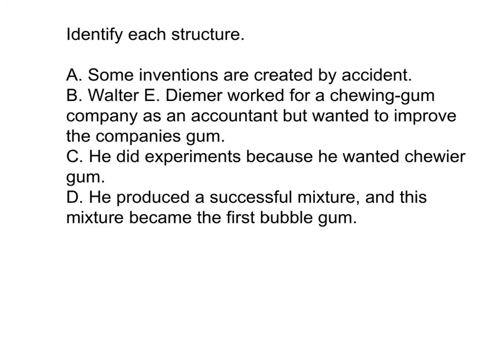C is a complex sentence because of the subordinating conjunction because, and D is a compound sentence. If you take out the conjunction and, you'll see you have a simple sentence on either side.